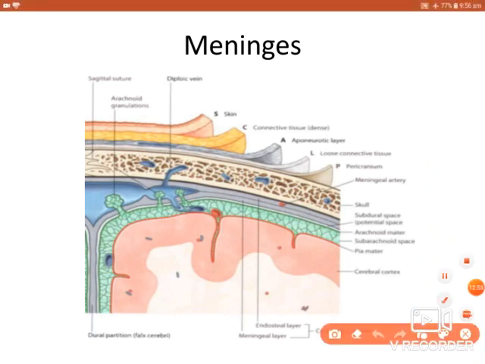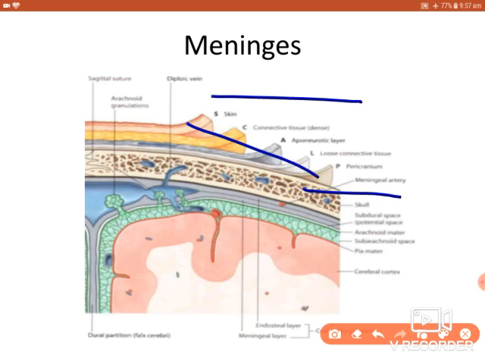Here you can see the meninges. This is the coronal view through the skull. You can see the skull bone here. This is the scalp. Here you can see the cerebral cortex. This layer is the pia mater. These are the membranous coverings, the connective tissue fibers.